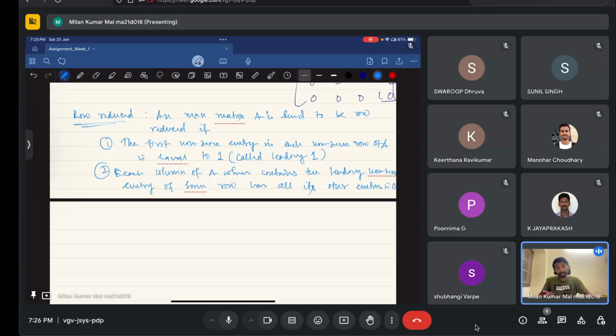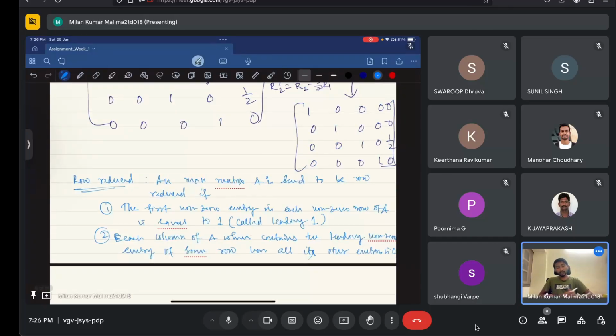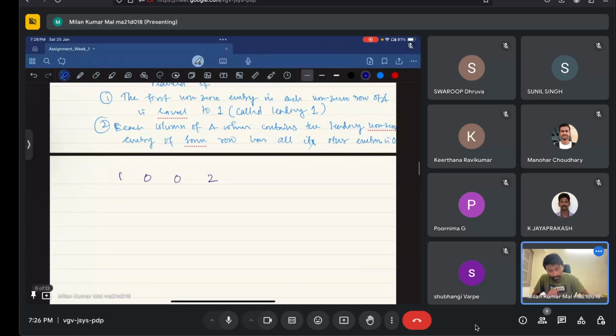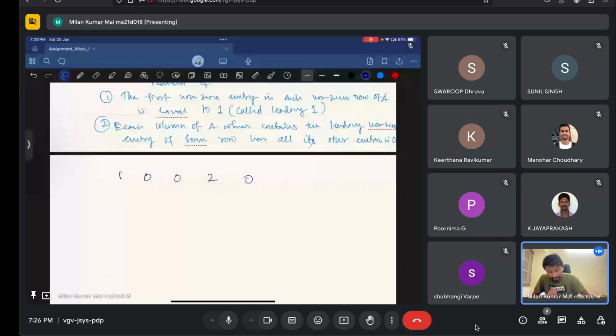Okay. So here is that matrix. This is the row reduced matrix. You can look at the first non-zero entry of each row, it is 1. And if a column contains the first non-zero entry of some row, then all other entries of that column should be 0. So suppose we have a matrix, for example, 1 0 0 2, and 0 1 0 3 0.